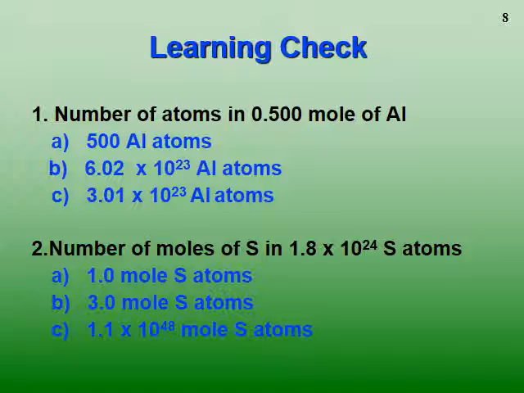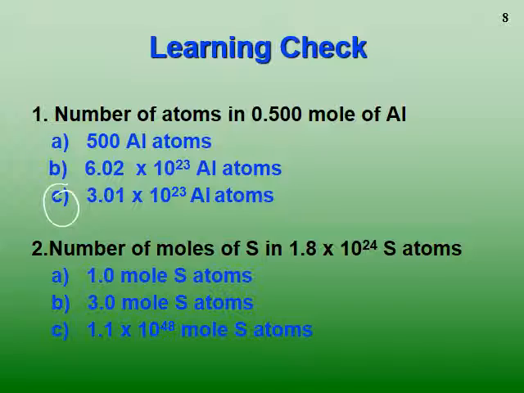Welcome back. So the number of atoms in half a mole of aluminium. Well, we know that 1 mole is 6.02 times 10 to the 23, so that means that half a mole must be half that number. So it must be C, 3.01 times 10 to the 23 aluminium atoms.